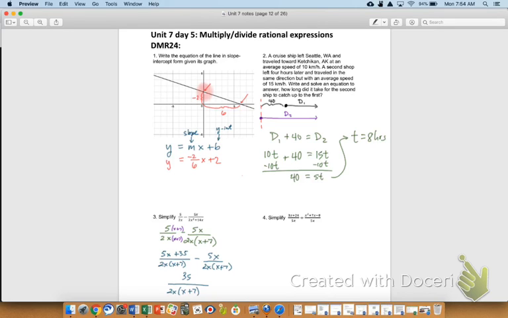So here's the deal with number 4. This will segue nicely into the little bit we're going to do here today. So pay really close attention, because for some of you, this was not review at all. Okay?